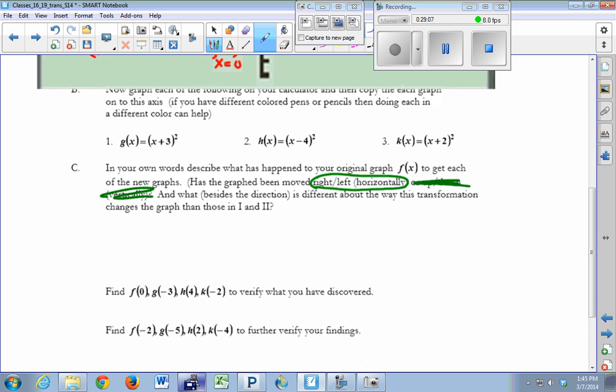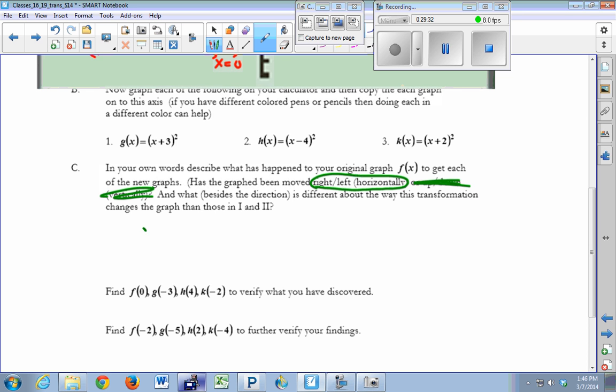And then the other big difference besides this directional change is that when we see an addition of 3, it doesn't go to the right, it goes to the left. When we're moving vertically, plus 3 moves in the direction we think. It goes up, it increases by 3. And the x minus 4 is a shift to the right.